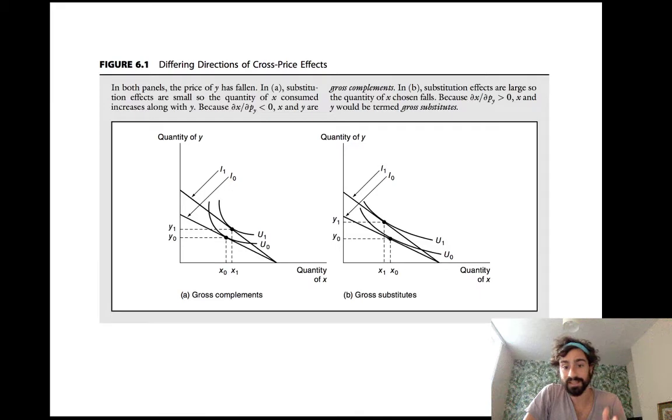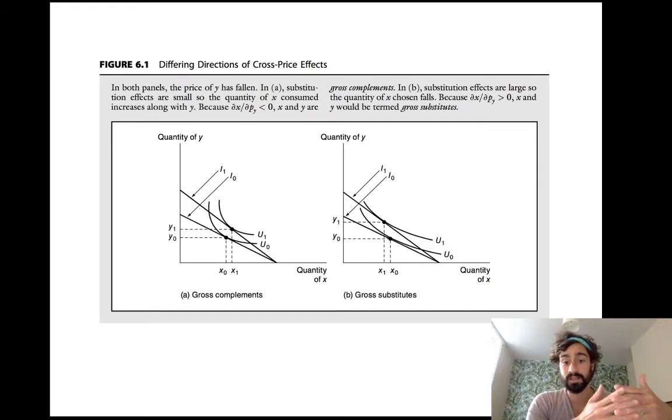The difference here is that X1 is now less than X0. So I've decreased my consumption of X. So in consuming more Y, I end up consuming less X. And these are called substitutes. I'm changing my consumption away from X towards Y.